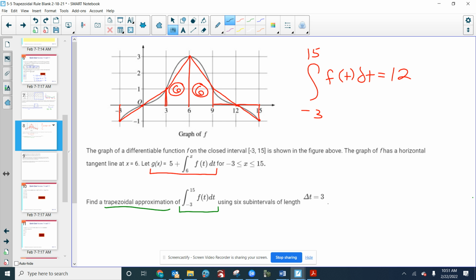All right, they're gonna do this to you. So let's walk through this. Let's break down G. I know a couple values on G. What's G of 6? 5 plus the integral from 6 to 6. Why did I pick 6? For that reason. Of f of t dt. So G of 6 is 5 plus 0. G of 6 is 5.